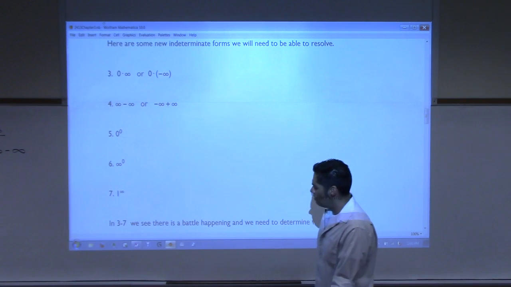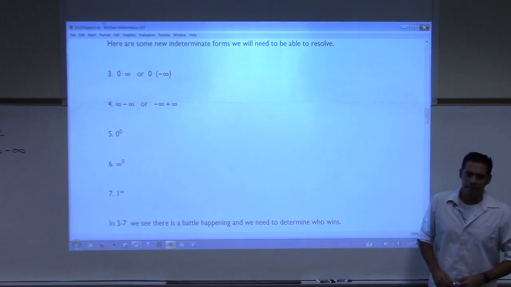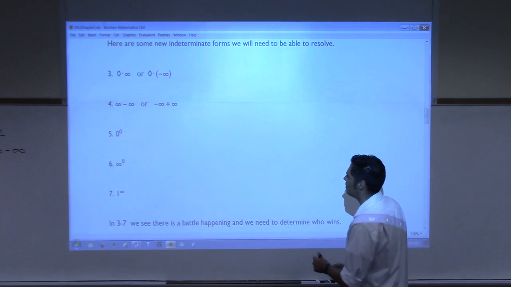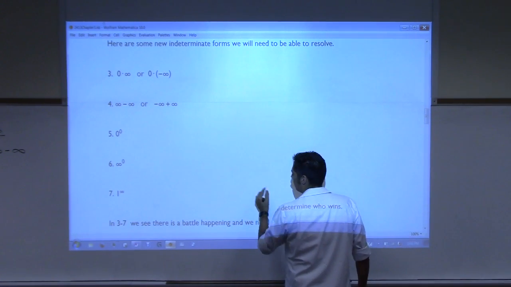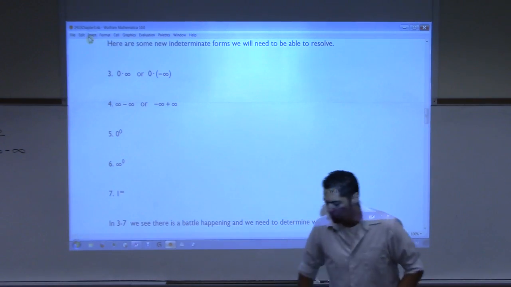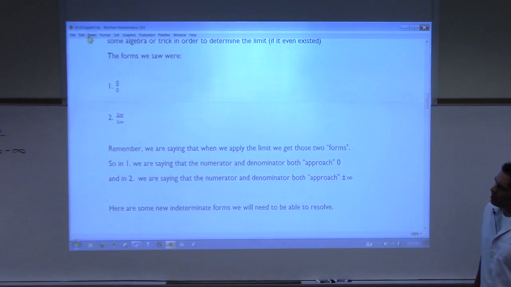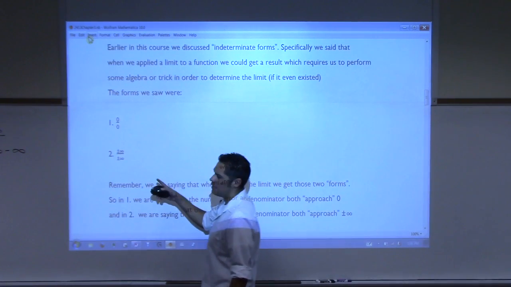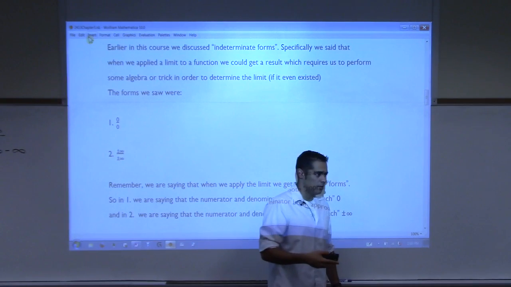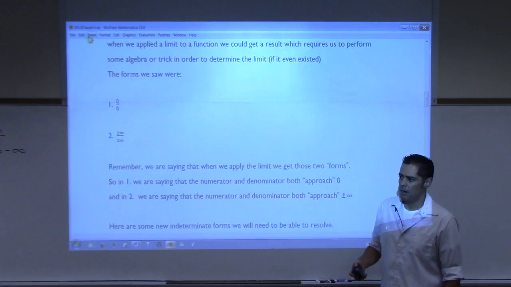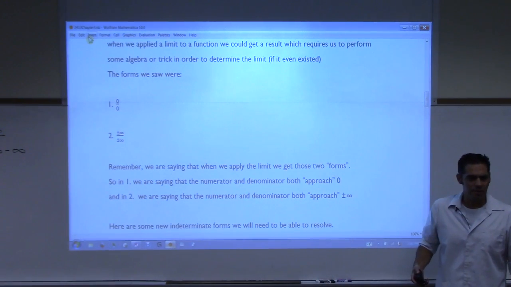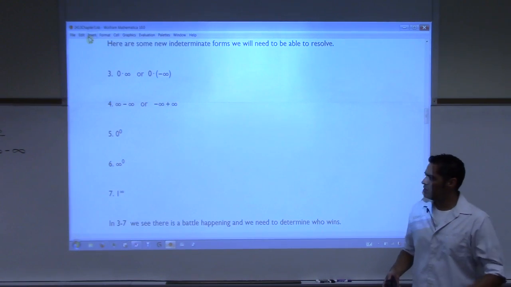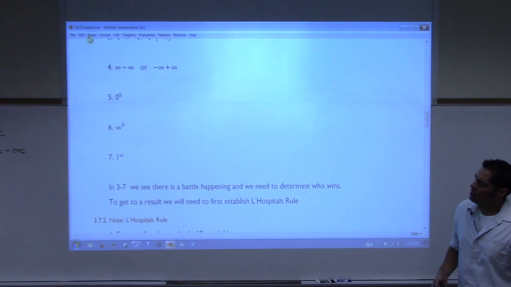All right, so last class we were talking about L'Hôpital's rule. And what it allowed us to do was take, anytime we saw the form of 0 over 0 or infinity over infinity, use the rule to do limits again, right? And hopefully I illustrated some of its usefulness.